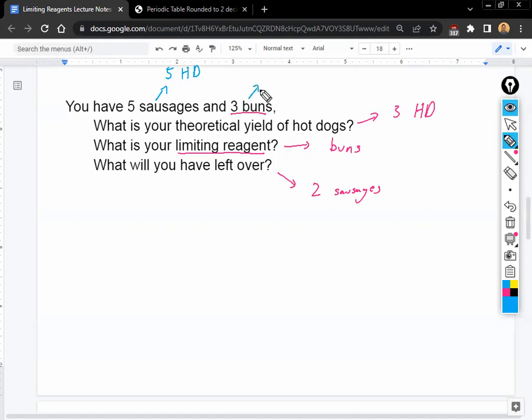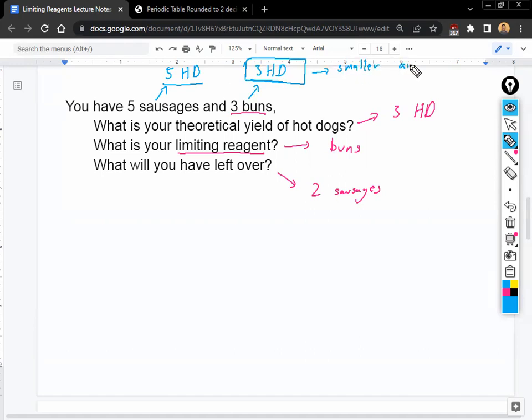But if you look at the buns, what's the maximum number of hot dogs you can make? 3, right? And so if you guys notice, you can make a different potential amount depending on which ingredient you look at. But what happens in real life is always going to be the smaller amount. Okay, so you might want to write that down somewhere. You're always going to make the smaller amount.